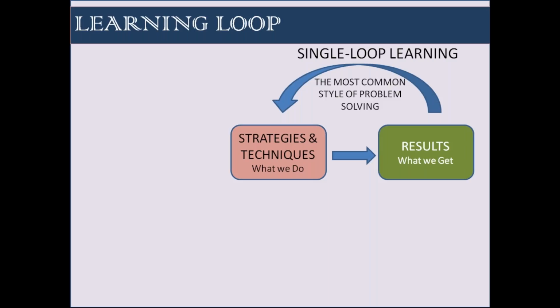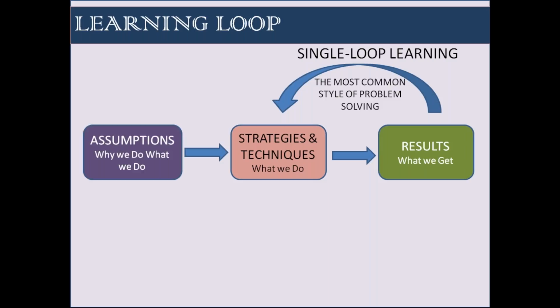But what we may not be in touch with here is, what are the assumptions or beliefs that are operating in the choices that we make for choosing certain strategies and techniques. So all human beings operate with certain assumptions, values, and belief systems. So this is basically what decides what we choose.